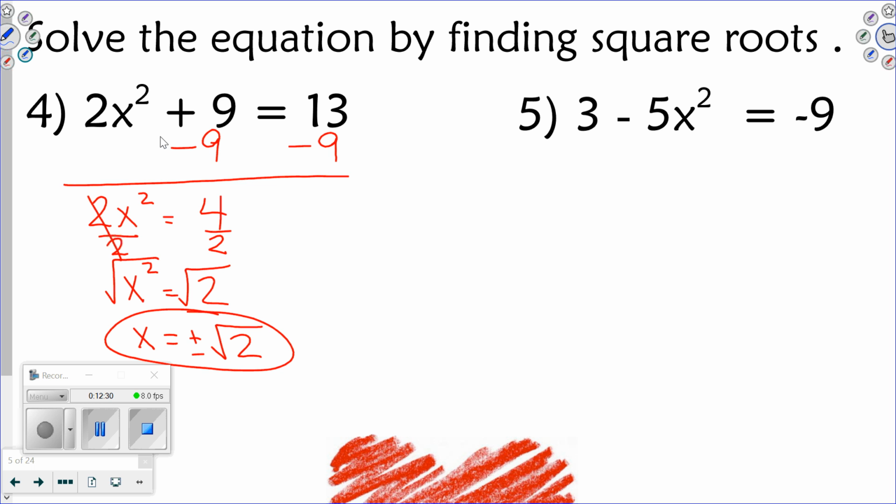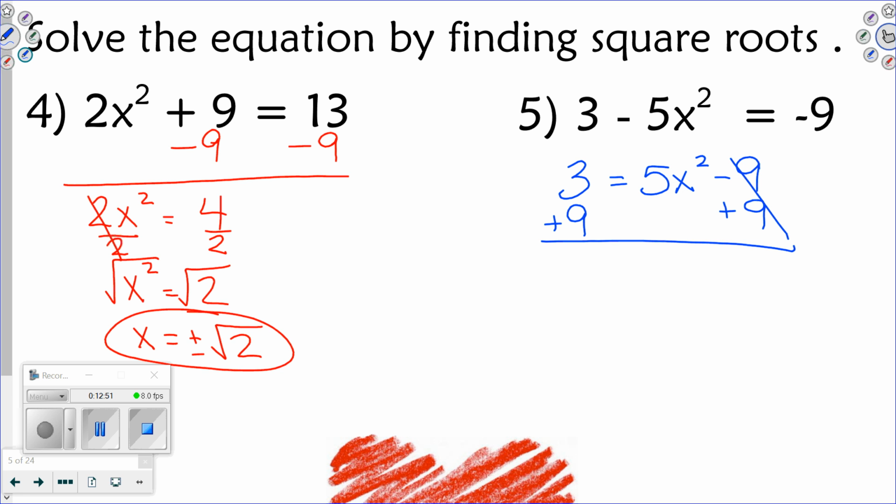All right. How about number 5? What do you want to do there? Add the 5x squared. We can do that. So 5x squared, oops, minus 9. Okay, we moved over there. It's fine. Add 9. So 12 equals 5x squared. Good. Got to get that x squared completely by itself.